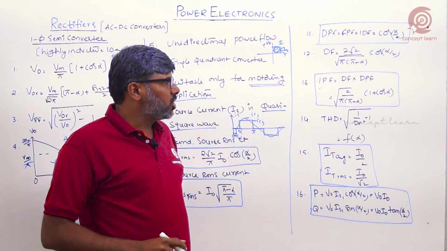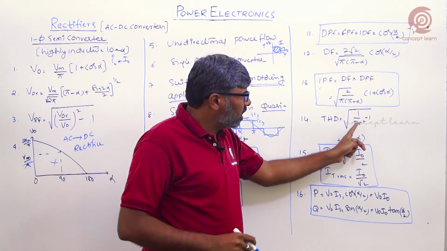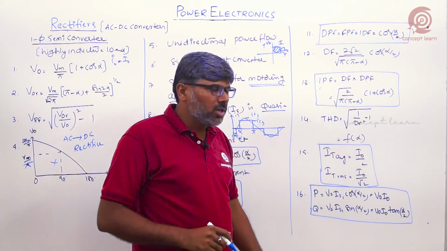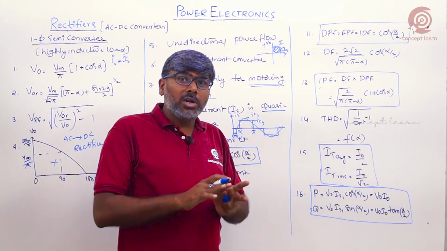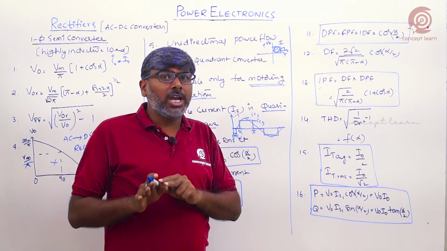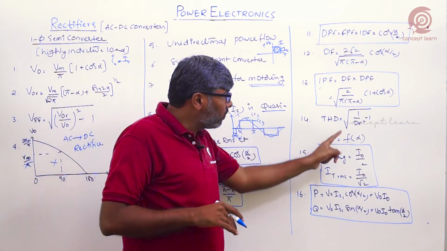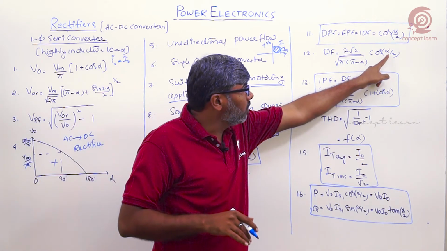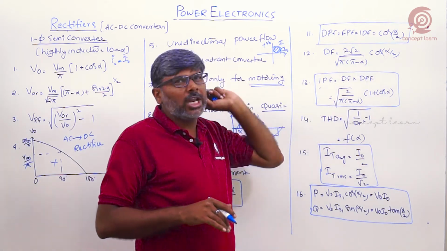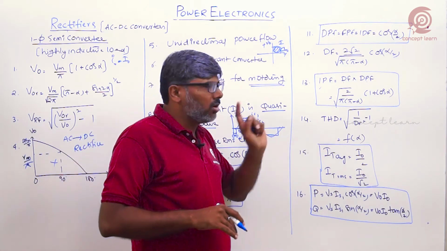Now coming to the THD. THD is square root of 1 by distortion factor square minus 1, as usual. But in the full converter, the distortion factor is fixed at 0.9 because the nature is a square wave, whereas here it is a quasi square wave. It is not at all fixed. It is a function of alpha, right? If you know alpha, then only we can calculate the distortion factor, and then we calculate the THD.